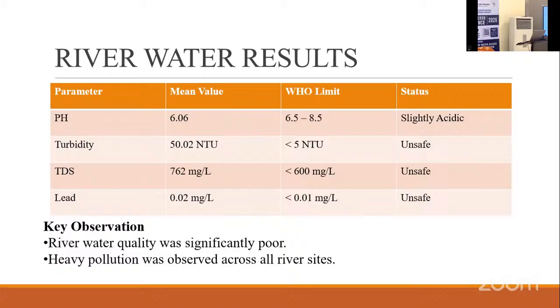Then the next one is the TDS, the total dissolved solids. We found it to be 762 milligram per liter, and the WHO limit is supposed to be less than 600 milligram per liter. It is also very unsafe for consumption. Then the last but not the least is the lead. The mean value we obtained was 0.02 milligram per liter, and compared with the WHO standard of less than 0.01 milligram per liter, it is still very unsafe. The key observation is that the river water quality was significantly poor. Heavy pollution was observed across river sites.